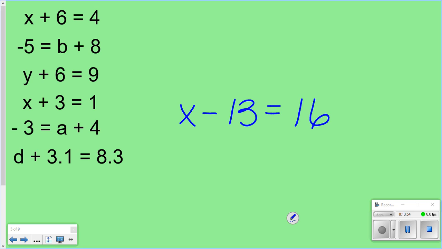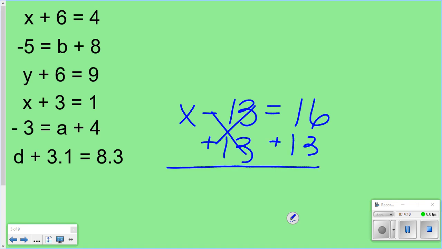Before you tell me the answer, I want you to tell me what you did. Anybody want to share? Grace? So cross out the minus 13 and add 13. Cancel out. And then add 16 and 13 together. And then x equals 29. Good job. Is this how yours looked in your paper? I looked over here and a lot of us had good things on their paper.